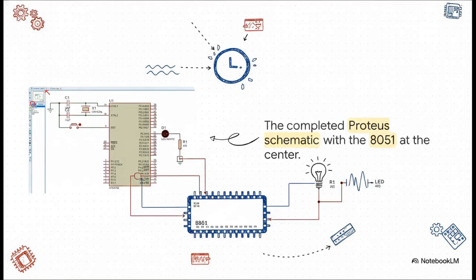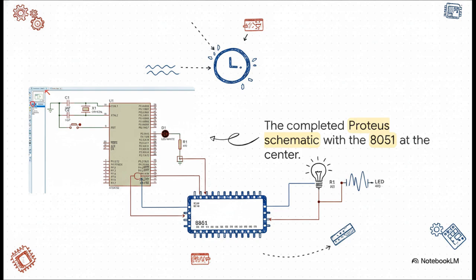Got your parts? Awesome. Now, carefully arrange and wire them to match this schematic exactly. You want to place that 8051 microcontroller smack in the center of your sheet. It's the brain of the whole operation. See how the crystal oscillator and those two capacitors are wired to pins 18 and 19? That provides the clock signal.